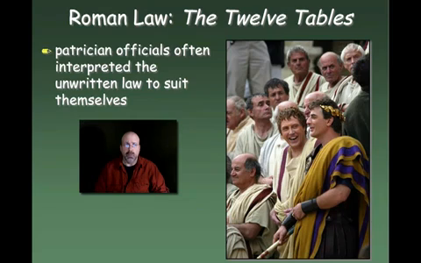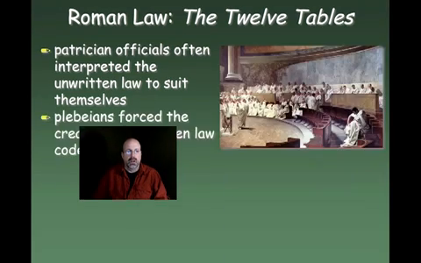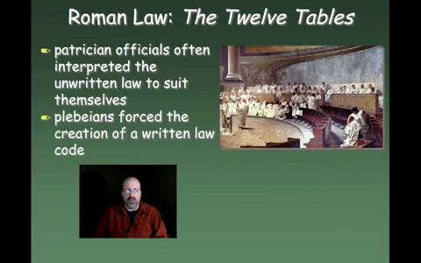Now, over time, Roman law changed. In fact, the 12 Tables is the system of law that we need to look at. Patrician officials often interpreted the unwritten law to suit themselves. And this is the problem with unwritten laws. If you don't write them down, then people can interpret them any way that they want. Eventually, the plebeians forced the creation of a written law code. Doing so allowed them to have laws that they could actually see and understand, that as a result of being written down could not be reinterpreted by patricians to be whatever type of law patricians would like to impose on plebeians. So this is a safety mechanism for any legal society.